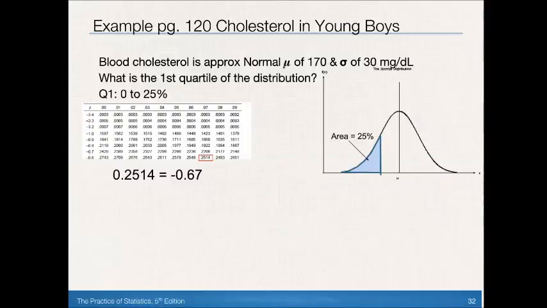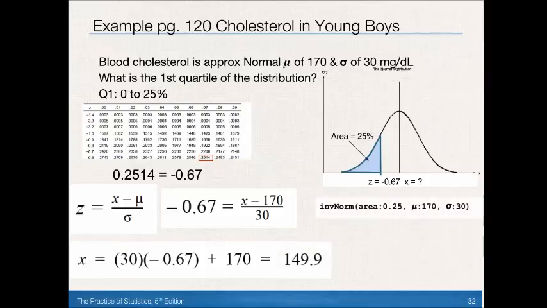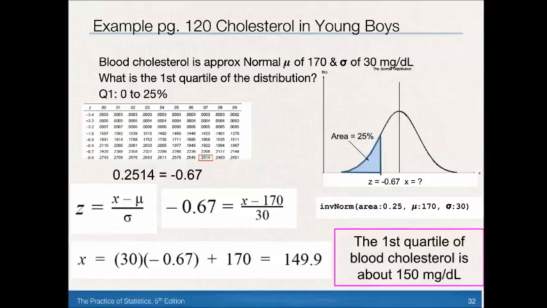as our z-score. We can then use our formula, because now we have the z-score and we're looking for the observation. So we put in the z-score of negative 0.67. Don't forget that negative, because it's going to be important. And then 170 is the mean and standard deviation of 30. That's given above. Pause and calculate that. So we do a little algebra: 30 times on both sides, and then add 170. And that comes out to 149.9. If you're doing technology, you would do an inverse normal area of 0.25, mu of 170, sigma of 30. Both of those give you about 150, the first quartile. So either way, it's fine.